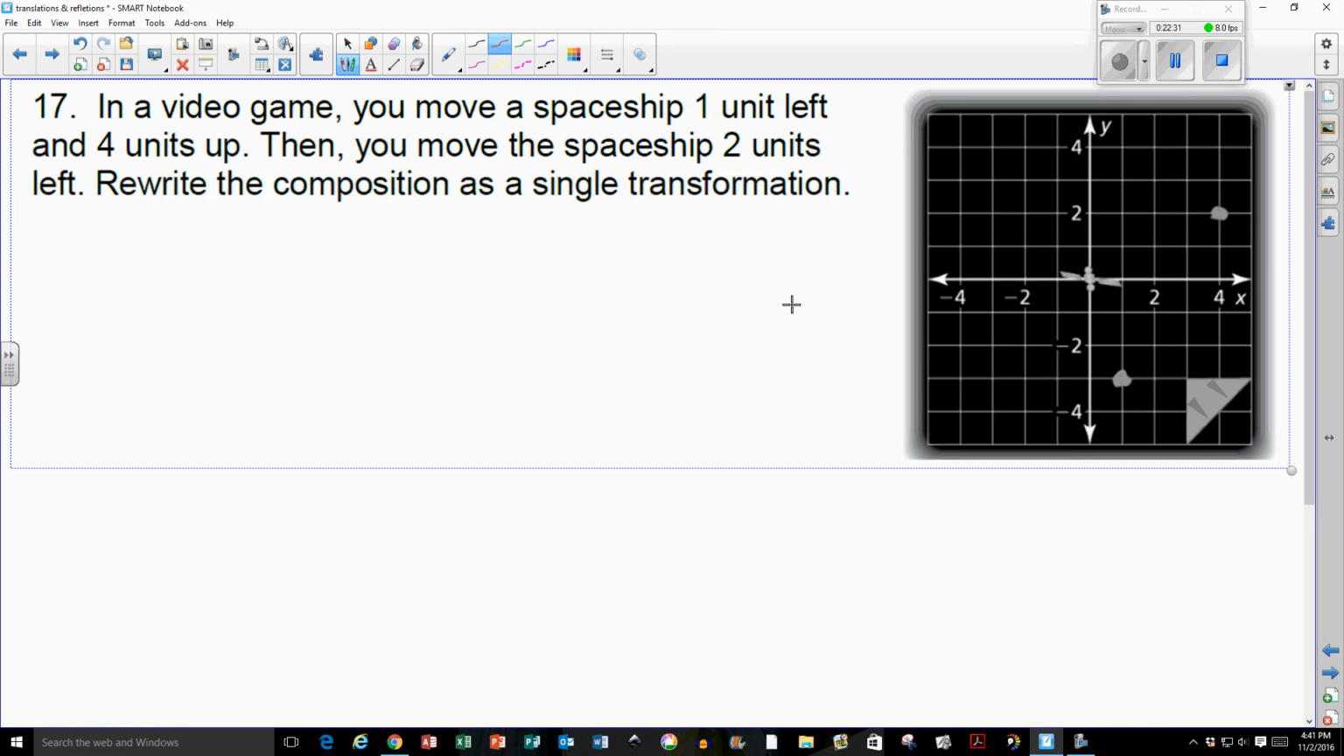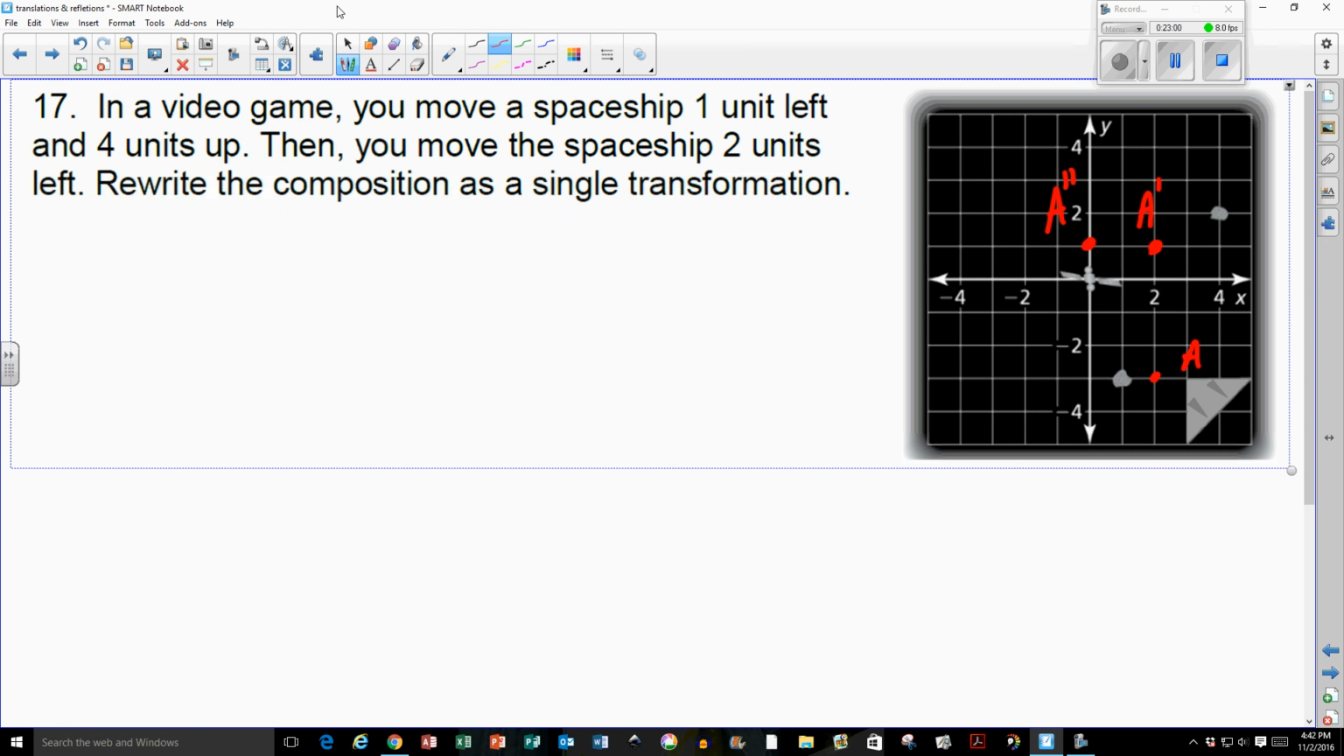And last but not least, in a video game, you want to move a spaceship 1 unit to the left. So if I want to move the spaceship 1 unit to the left, but 4 units up, so 1 left, 1, 2, 3, 4 units up. So I'll call this point A, so this would be A prime. And then you would do that to all of them. But then it wants you to take this and then move it 2 units to the left. So now I want to move it to here. So that would be 2 units to the left.